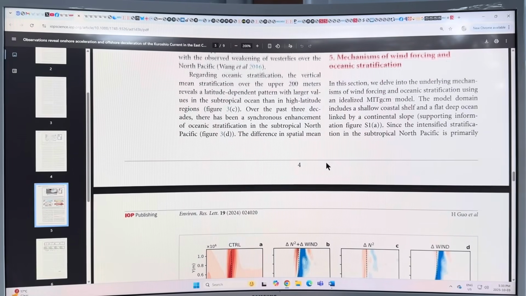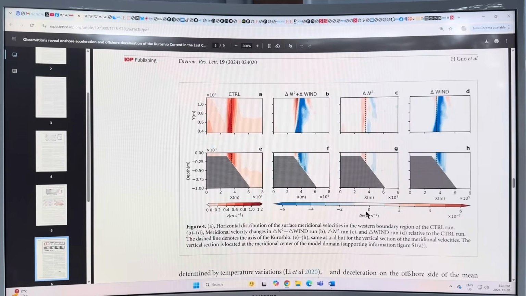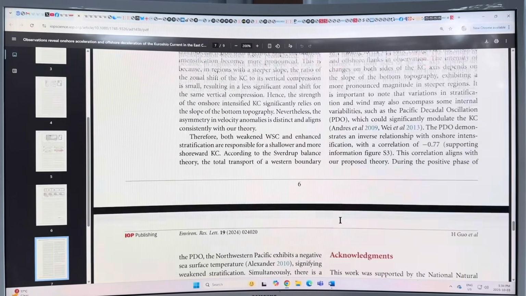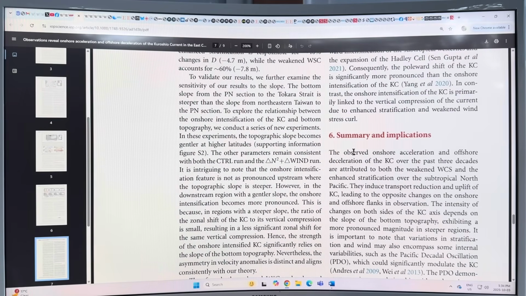Okay, so this is basically what this paper is studying, and then they go into some of the physics of the wind forcing and the ocean stratification effect. They look at the wind speeds in different locations and how they're changing, wind stress curl. They look at the stratification, and like I said, I'll talk separately about stratification in a future video.